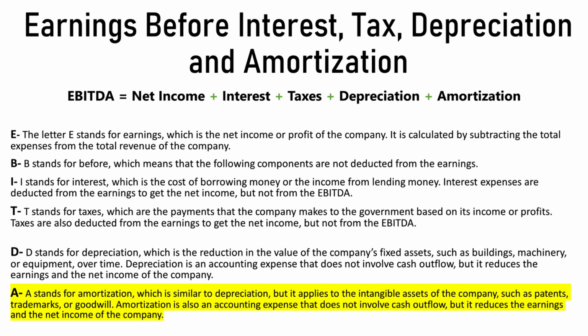A stands for amortization, which is similar to depreciation, but it applies to the intangible assets of the company, such as patents, trademarks, or goodwill. Amortization is also an accounting expense that does not involve cash outflow, but it reduces the earnings and the net income of the company.